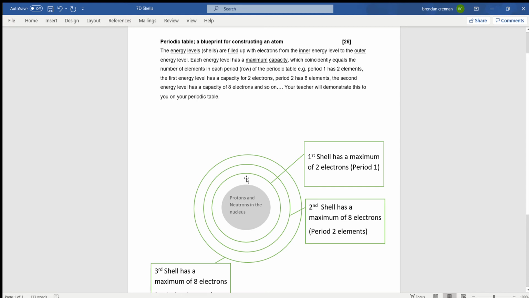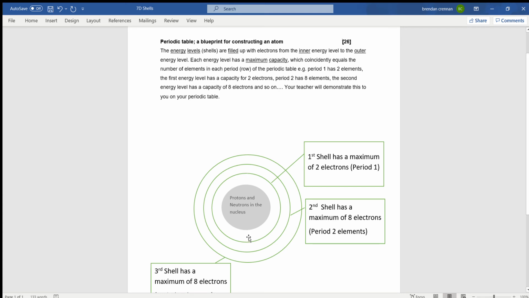The shells fill up in the order of the number of elements in each period. So period 1 has got 2 elements, hydrogen and helium. So the ring or shell 1 will have a maximum of 2 electrons. So we'll have 1 electron on here and 1 electron down here. We traditionally draw them opposite sides. So helium will have 2 electrons.